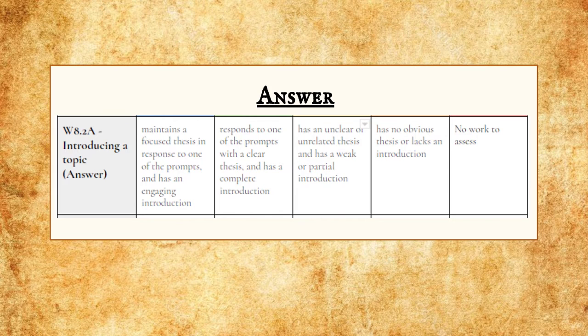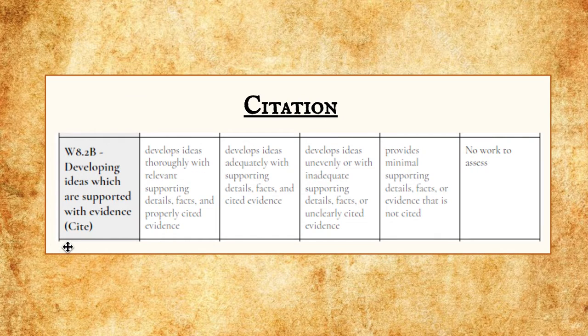Alright, next up is our citation. So, your citation is developing ideas which are supported with evidence. This is essentially correctly citing evidence to support the answer you will have before that. So, of course, as always, the only way to get a 0 is to have no work. A 1, you provide minimal supporting details, facts, or evidence that is not cited. So if you give us evidence, but you don't actually cite it at all, or if the evidence you give us only minimally supports your thesis, that would land you in the 1 territory.